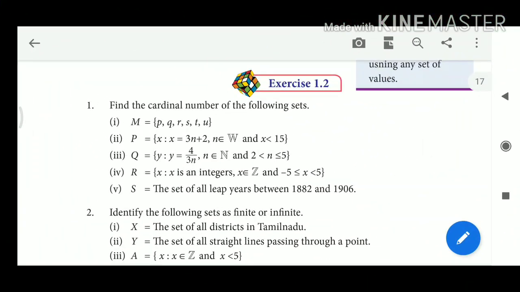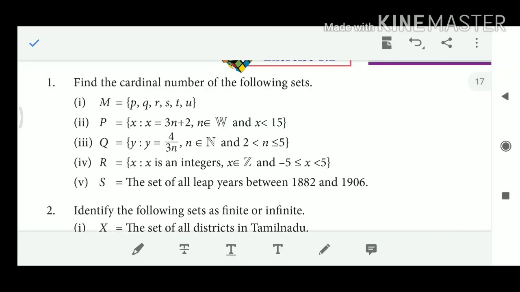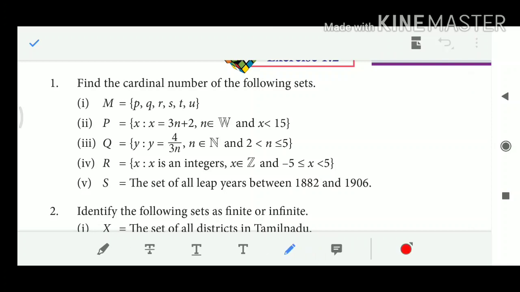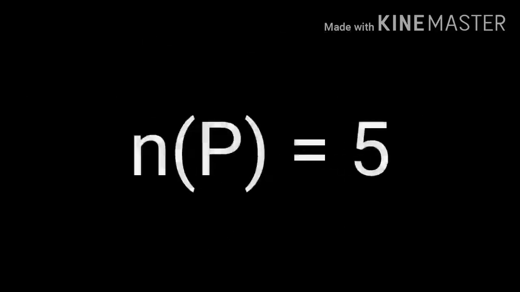Next we move on to exercise 1.2. In this the first sum is: find the cardinal numbers of the following sets. Let's take the second sum. P is equal to {x such that x is equal to 3n plus 2, where n belongs to W and x is less than 15}. Here x is equal to 3n plus 2, where n belongs to W and x is less than 15. So substitute the value of n as 0, 1, 2, 3, 4. We will get the elements as 2, 5, 8, 11 and 14. Here the number of elements is 5. So n of P is equal to 5. The cardinality of P is equal to 5.